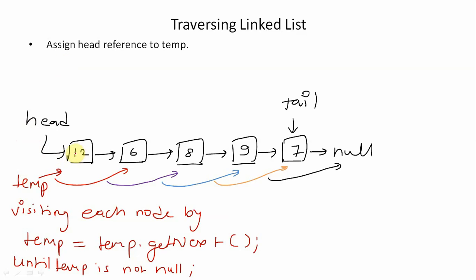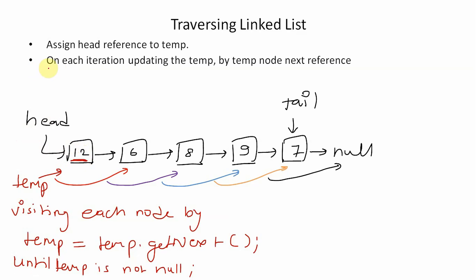So either we check if the next reference of the temp node is not null, then we update the temp. If it's null, we do not update. The other process is to start from the head, assigning the head reference to the temp, and iterate till the temp becomes null. These two approaches you can use for traversing.